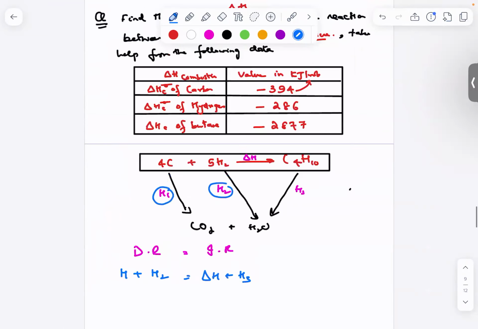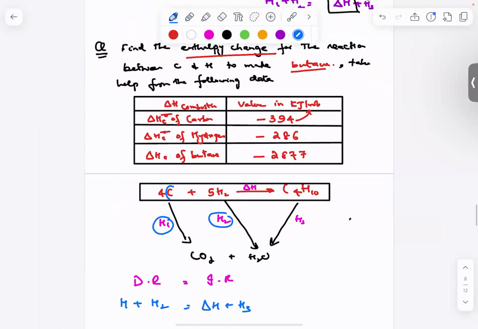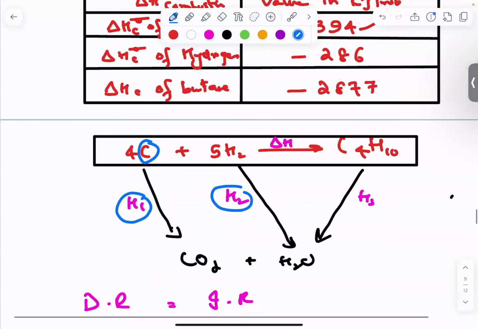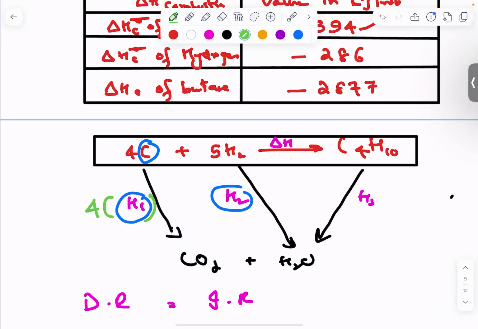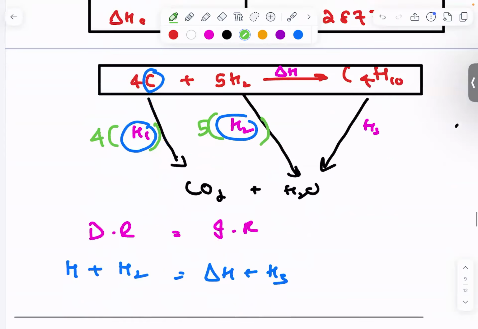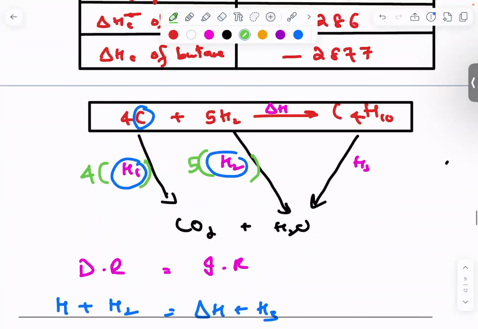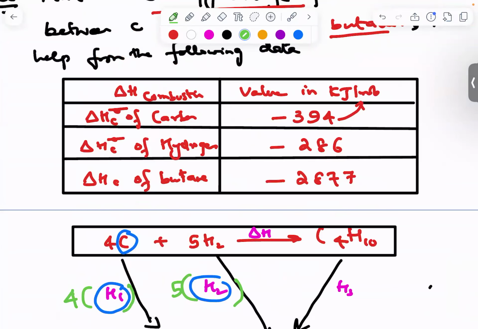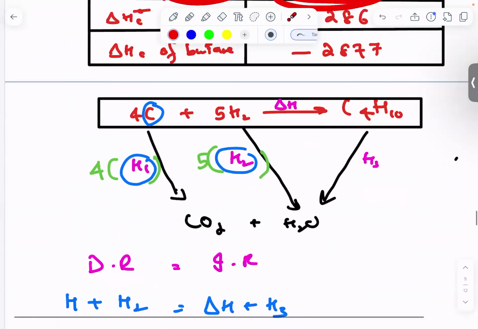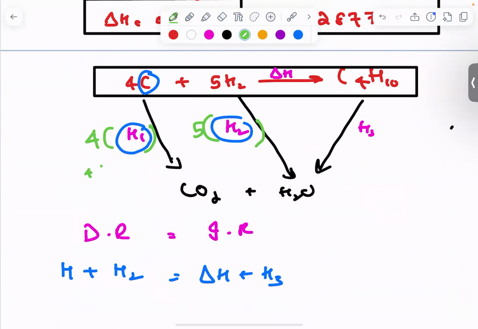So if the coefficient for carbon is 4, then you need to multiply H1 by 4, whatever the value, right? And then you will multiply H2 by 5. Are you getting it? And what is the value for carbon? The combustion of carbon is minus 394. So that means 4 times minus 394.